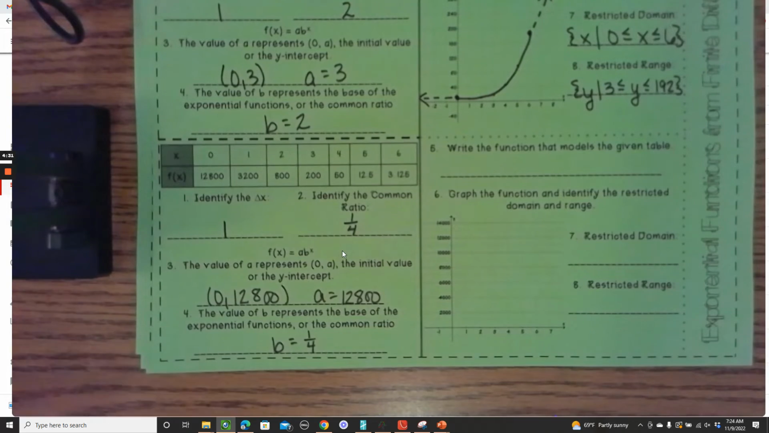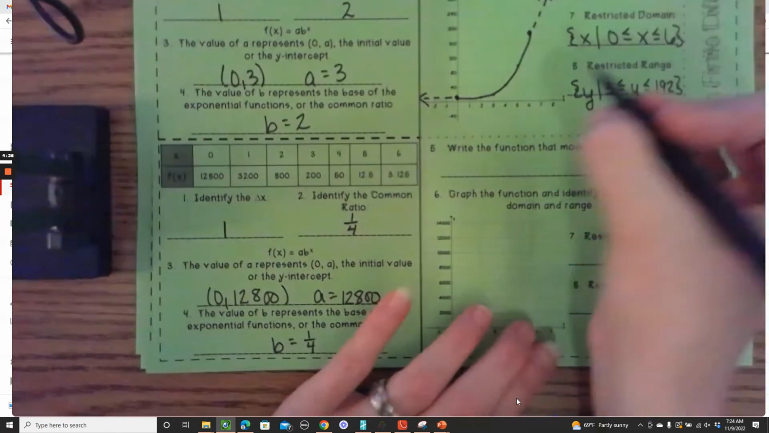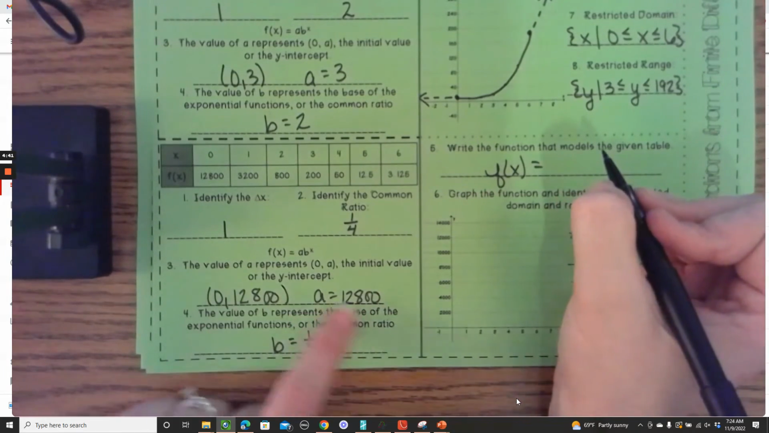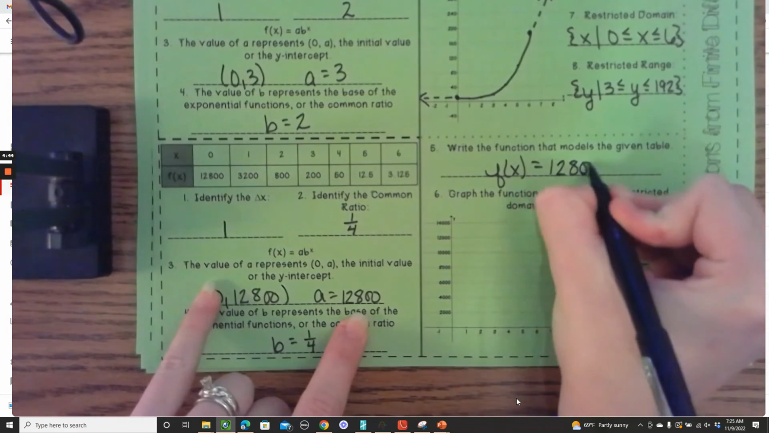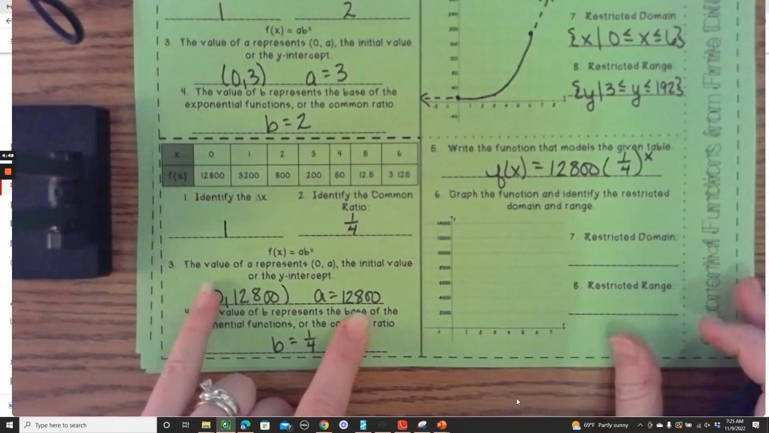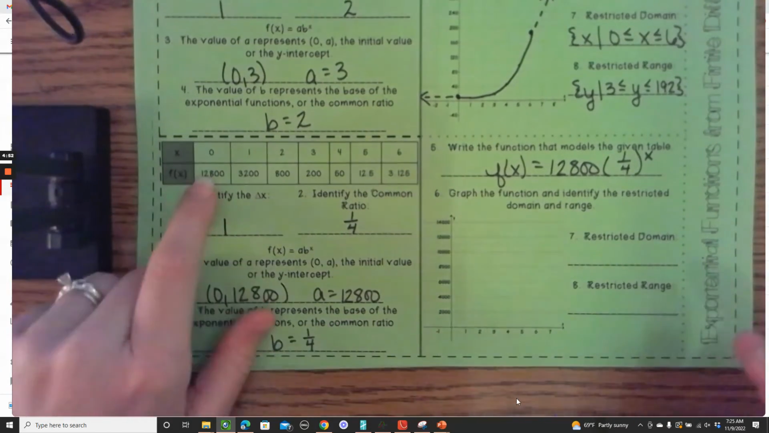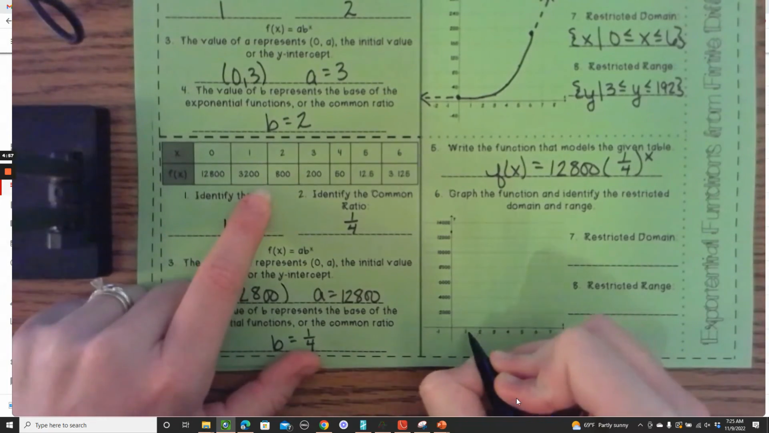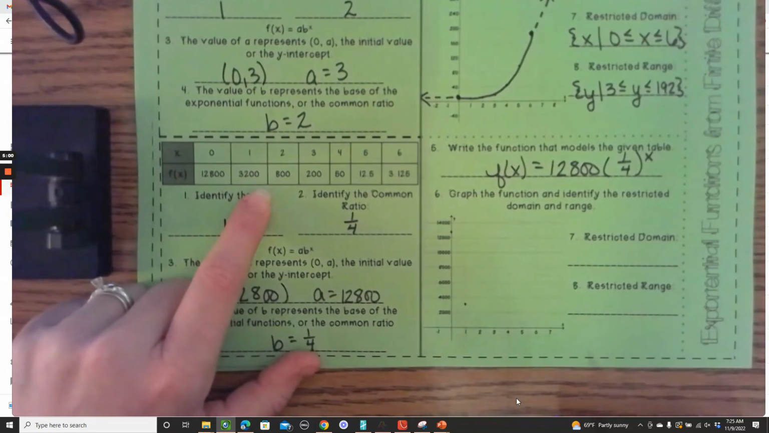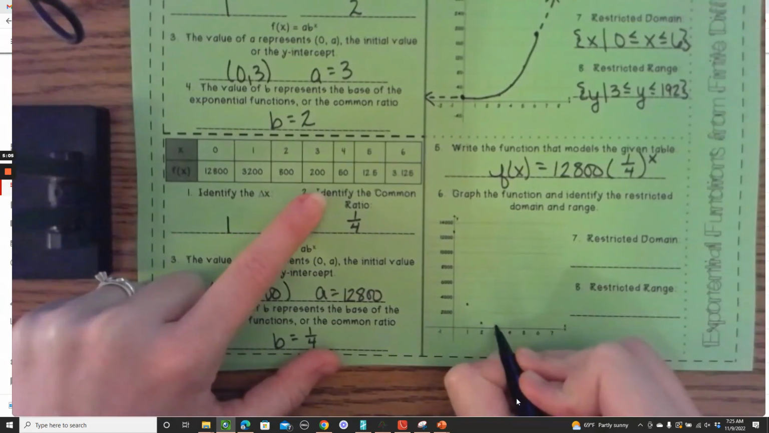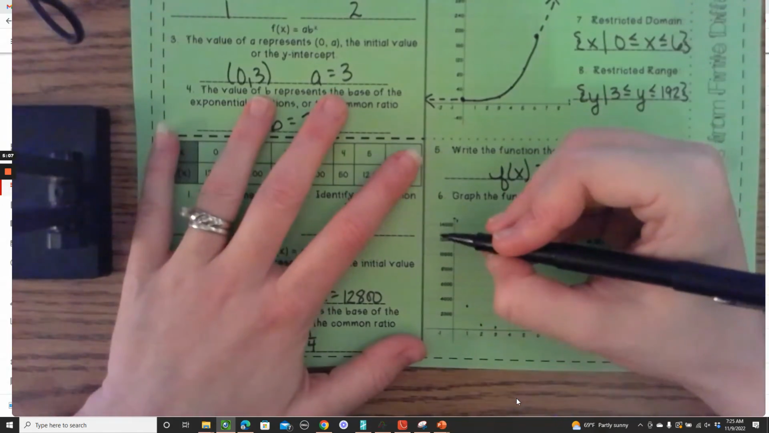So again, just kind of a refresher from Algebra 1, what all these numbers actually mean. So our function here is going to be f of x equals, I put a 3, it should be 12,800 times a fourth to the x. All right, so graphing this one. So we're starting at 0, and then 12,800, (1, 3,200), (2, 800), and 3 is when we really start getting close to that asymptote.